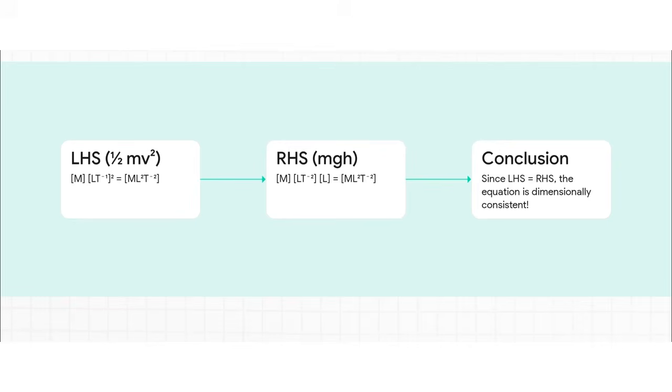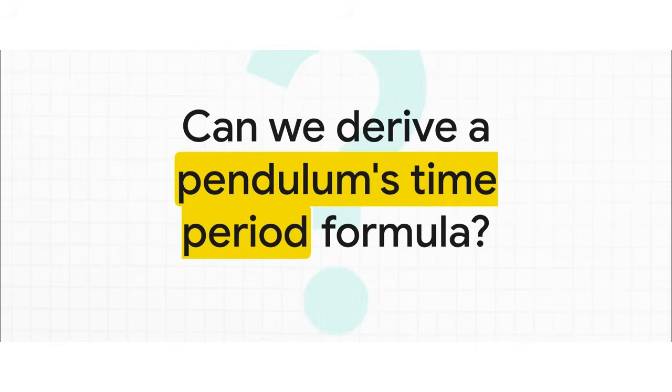Now for the right-hand side, the RHS. Mass is M, gravity, g, is LT^-2, and height h is L. Combine them, and look at that. You also get ML^2 T^-2. The LHS equals the RHS, so yes, the equation is dimensionally consistent. Awesome. Now for its second use.